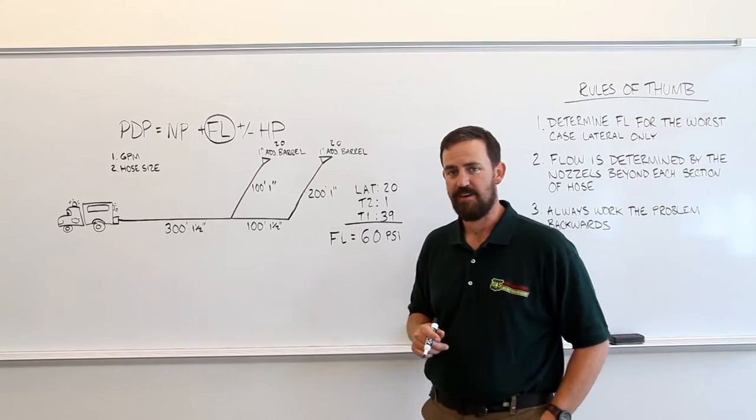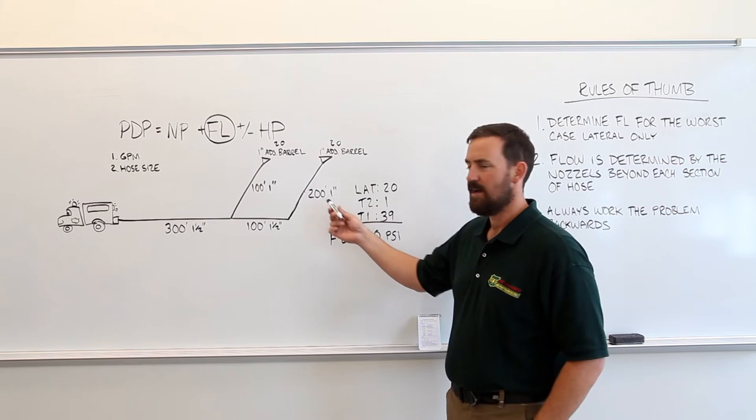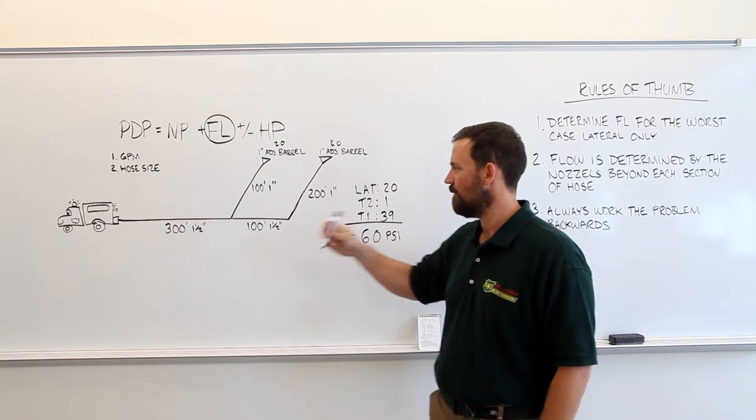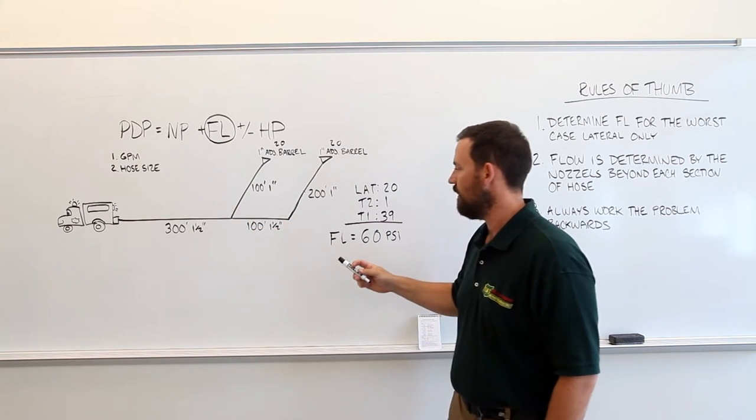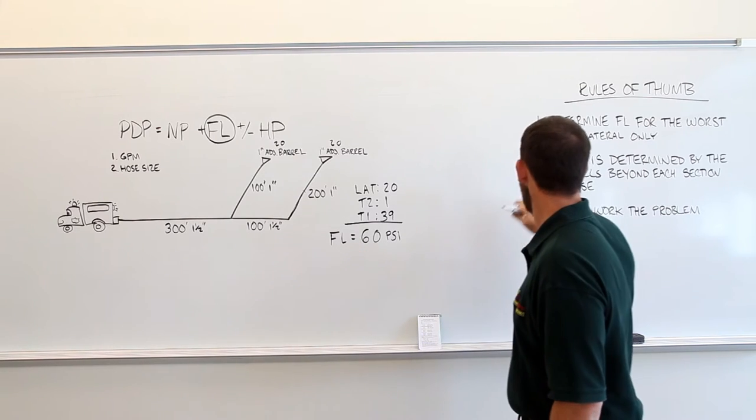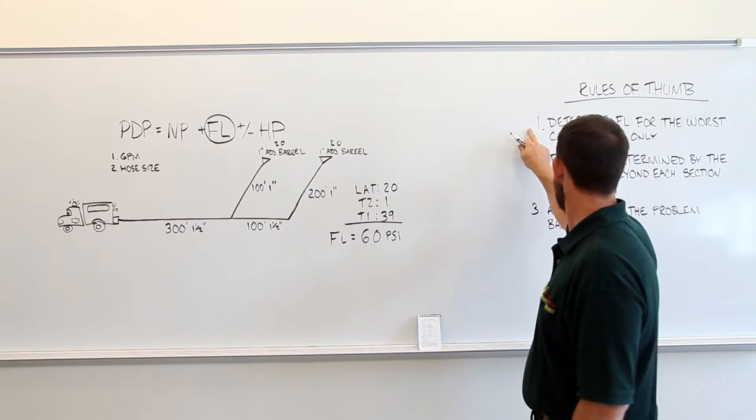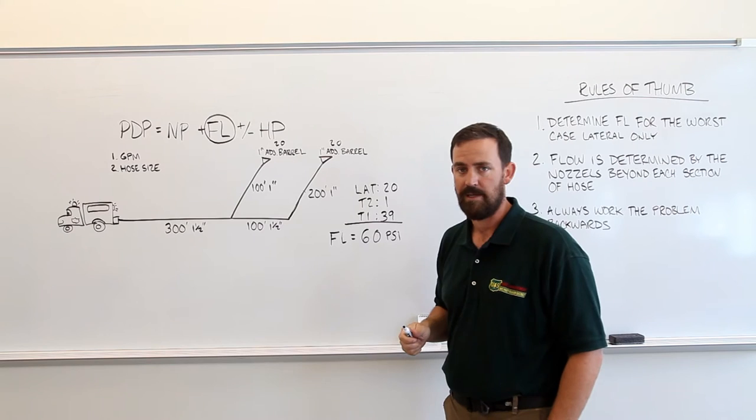So I'm sure the first question that many of you had is, why did we only do this one lateral? What about this guy over here? That's where we get to our first rule of thumb. We only determine the friction loss for the worst case lateral only.